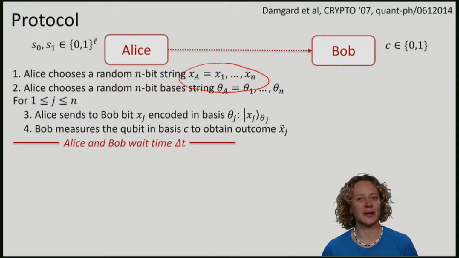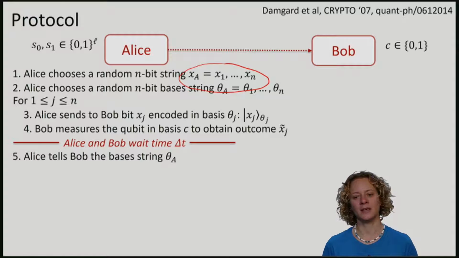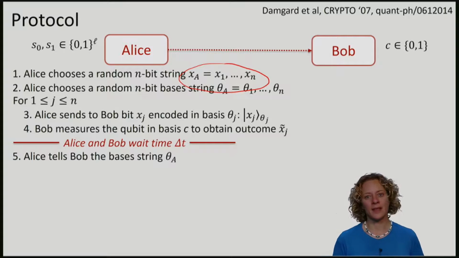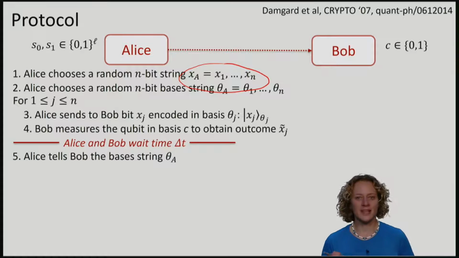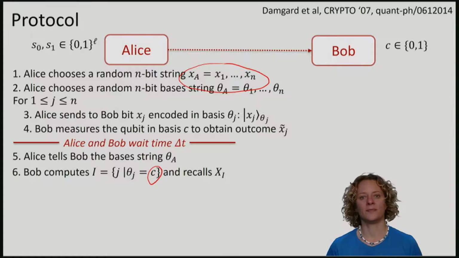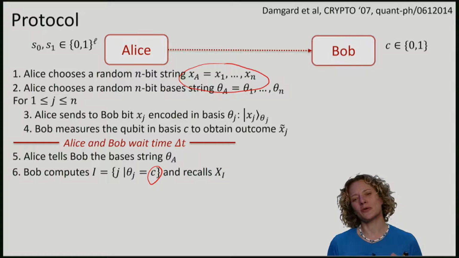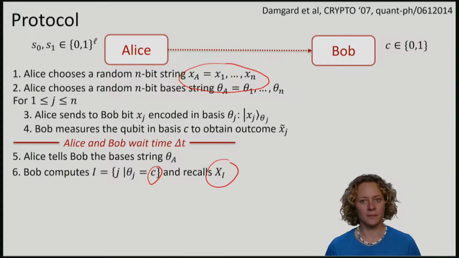So now comes our waiting time delta t. Afterwards, Alice tells Bob which basis she has used. Bob now computes the set of indices where Alice used the basis corresponding to his choice bit C. Remember that there's no noise, so Bob knows all the bits of Alice's string where she measured in the basis C.